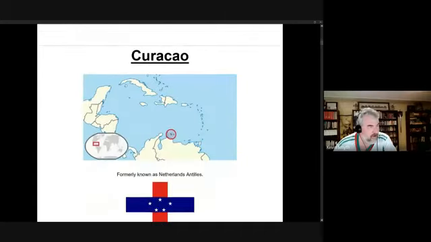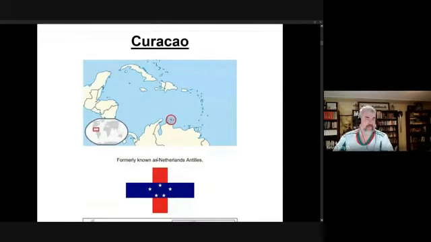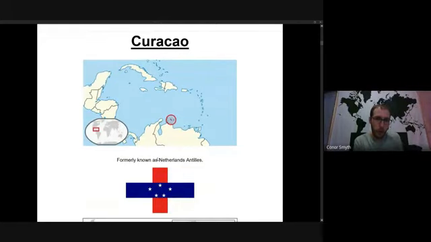Okay, what about Curacao? Curacao is a small island country just north of Venezuela in the Caribbean. They have a population of just 154,000 people. They are the second smallest team in the tournament after Grenada in terms of population, and at 176th are one of the smallest countries or territories in the world.